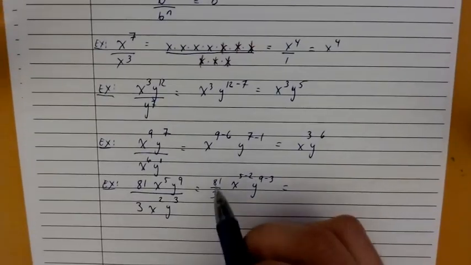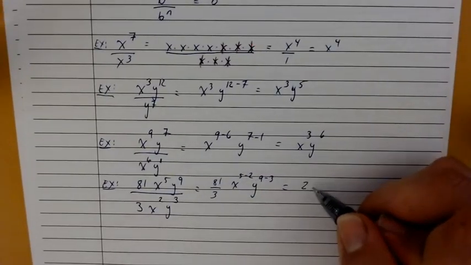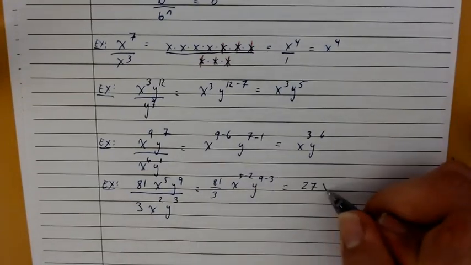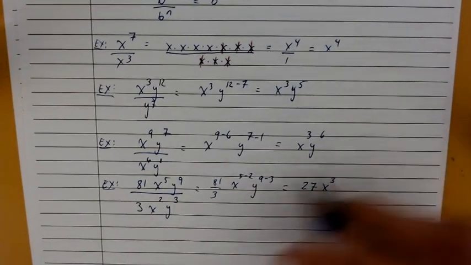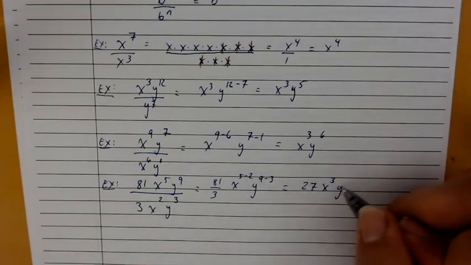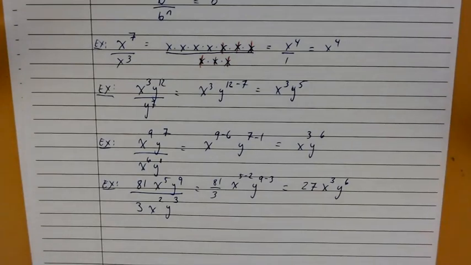And here we can simplify. 81 divided by 3 is 27. X to the power 5 minus 2, that's the same as saying x to the power of 3. And then y to the power of 9 minus 3, well, that's power 6. And there's our result.